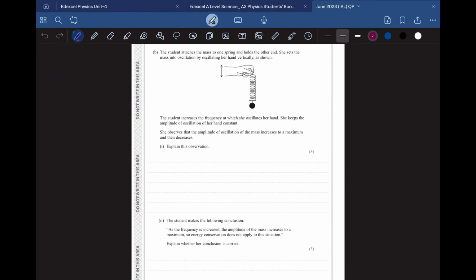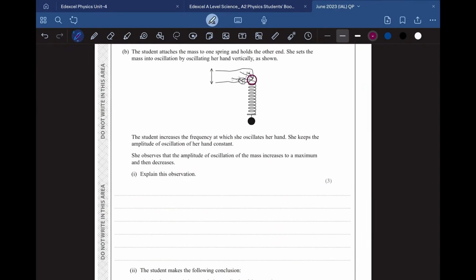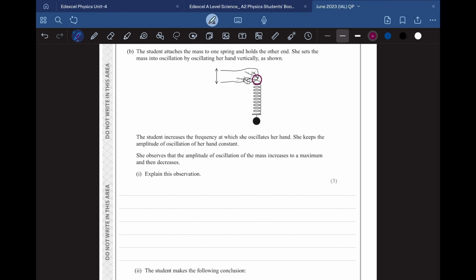All right, so now let's go through this. It says the student attaches the mass to one spring and holds the other end just like the way he's holding it right here. She sets the mass into oscillation by oscillating her hand vertically as shown. The student increases the frequency at which she oscillates her hand. She keeps the amplitude of oscillation of her hand constant. She observes that the amplitude of oscillation of the mass increases to a maximum and then decreases.